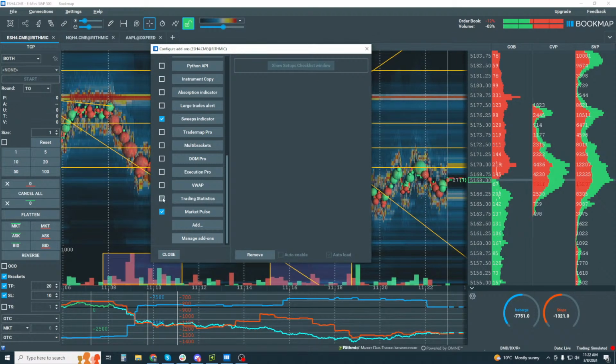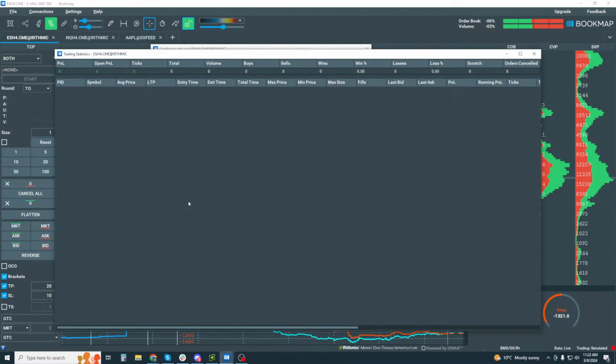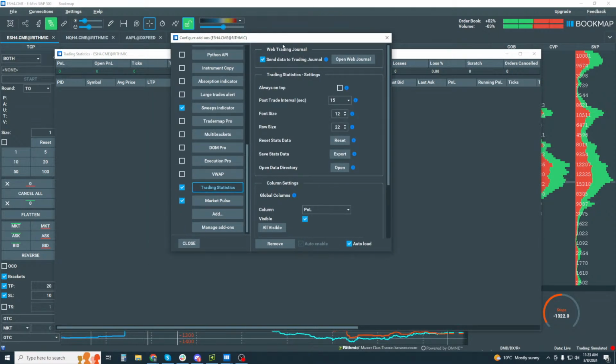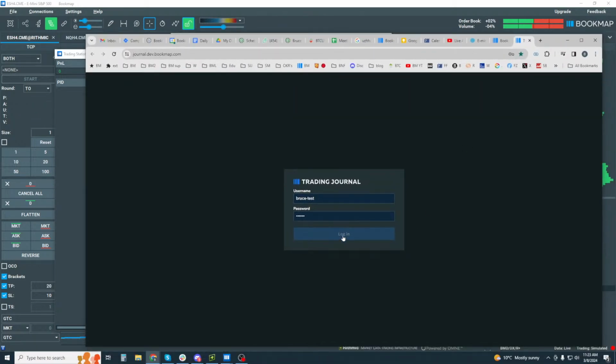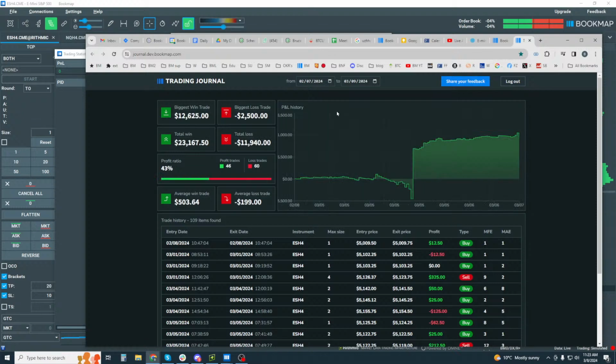Here, you've got to come back in here and select it. Once you select it, you'll see the options in here, and you can open up your web journal. Check the box, open up your web journal, click on that, and that opens it up here. So here I go, and this is my trading journal.